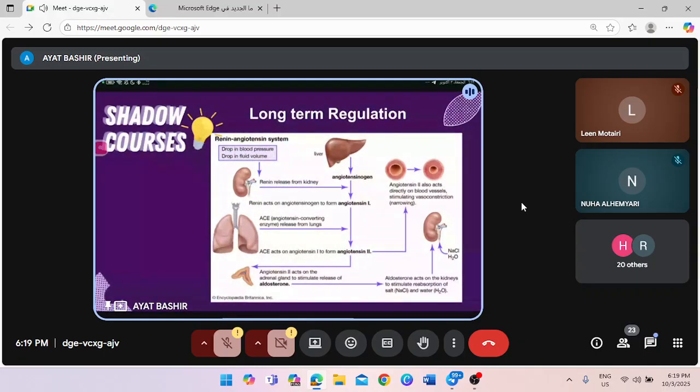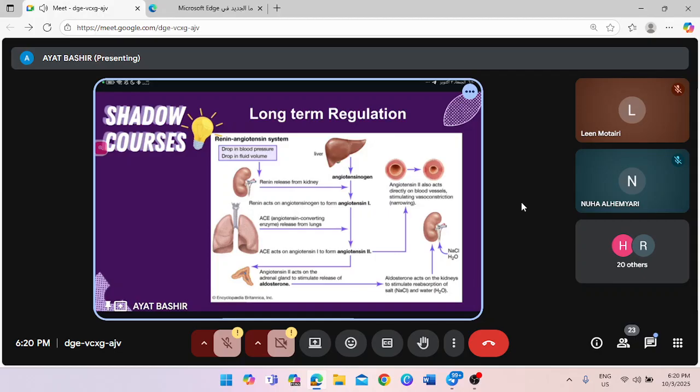So what will happen if the renin is released? It will act on angiotensinogen to convert it to angiotensin 1, and then to angiotensin 2. From angiotensin 1 to 2, it is by the ACE, the angiotensin converting enzyme, which is released from the lung. Very important also. Then this angiotensin 2, when activated, will cause constriction in the blood vessel. Its main function is to constrict the blood vessel, so by constriction we will have an increase of the blood pressure.